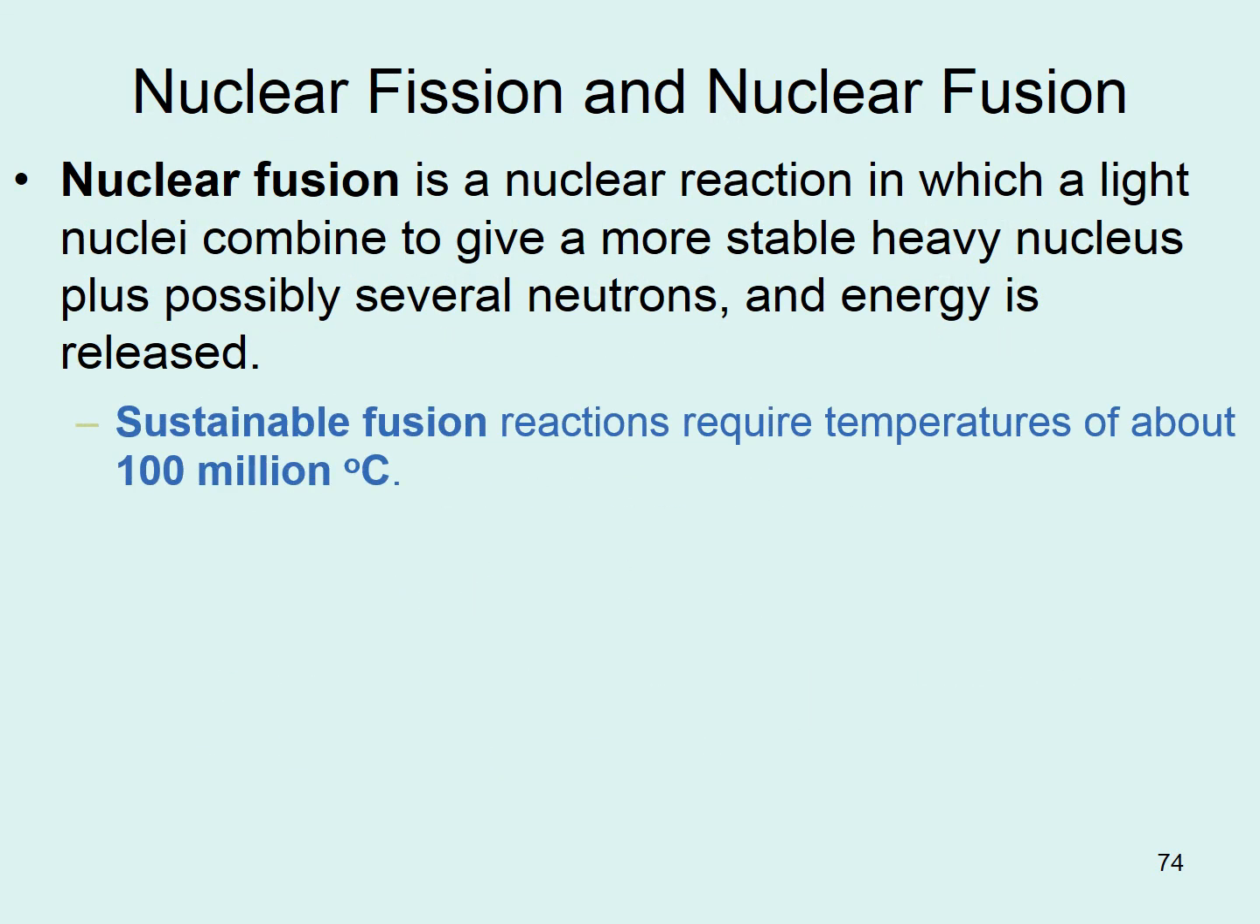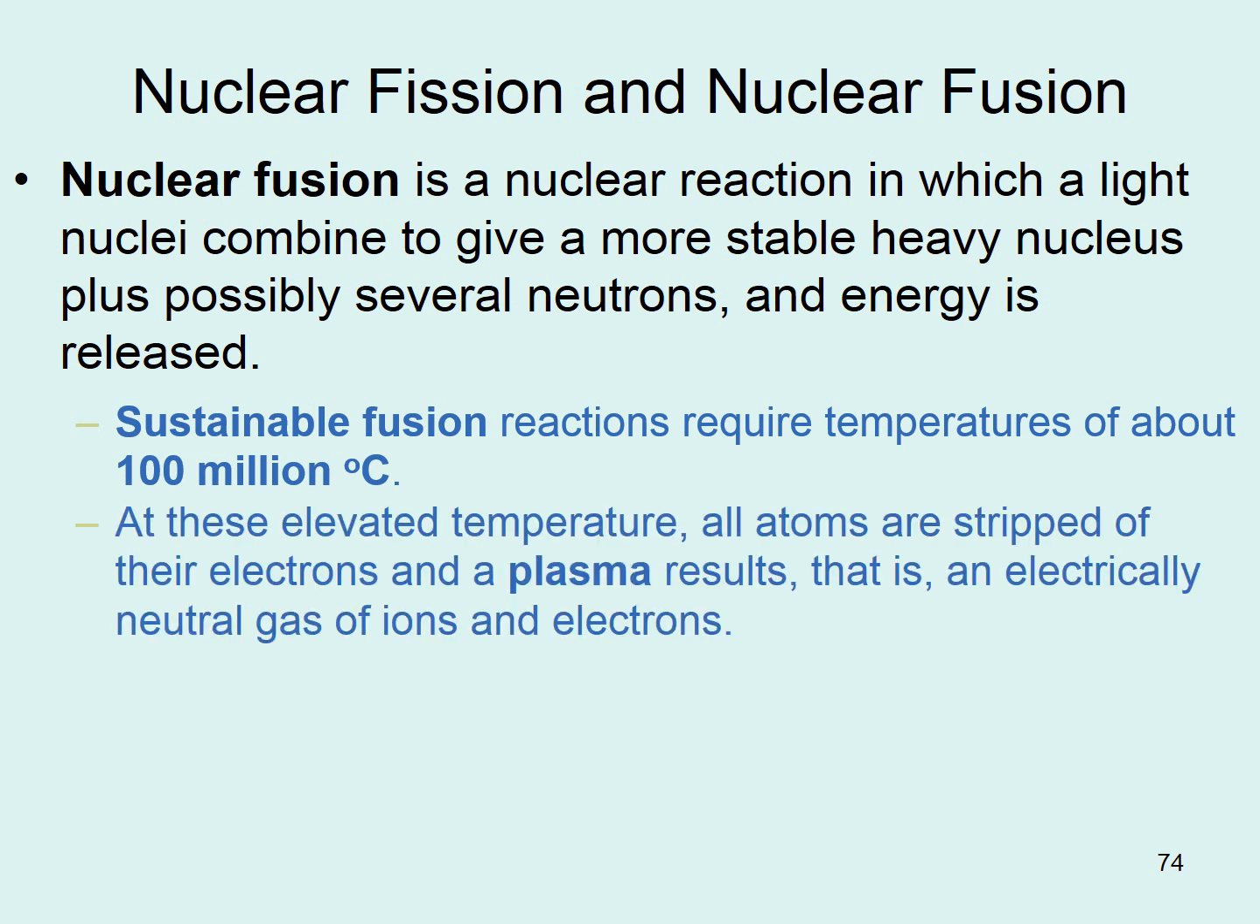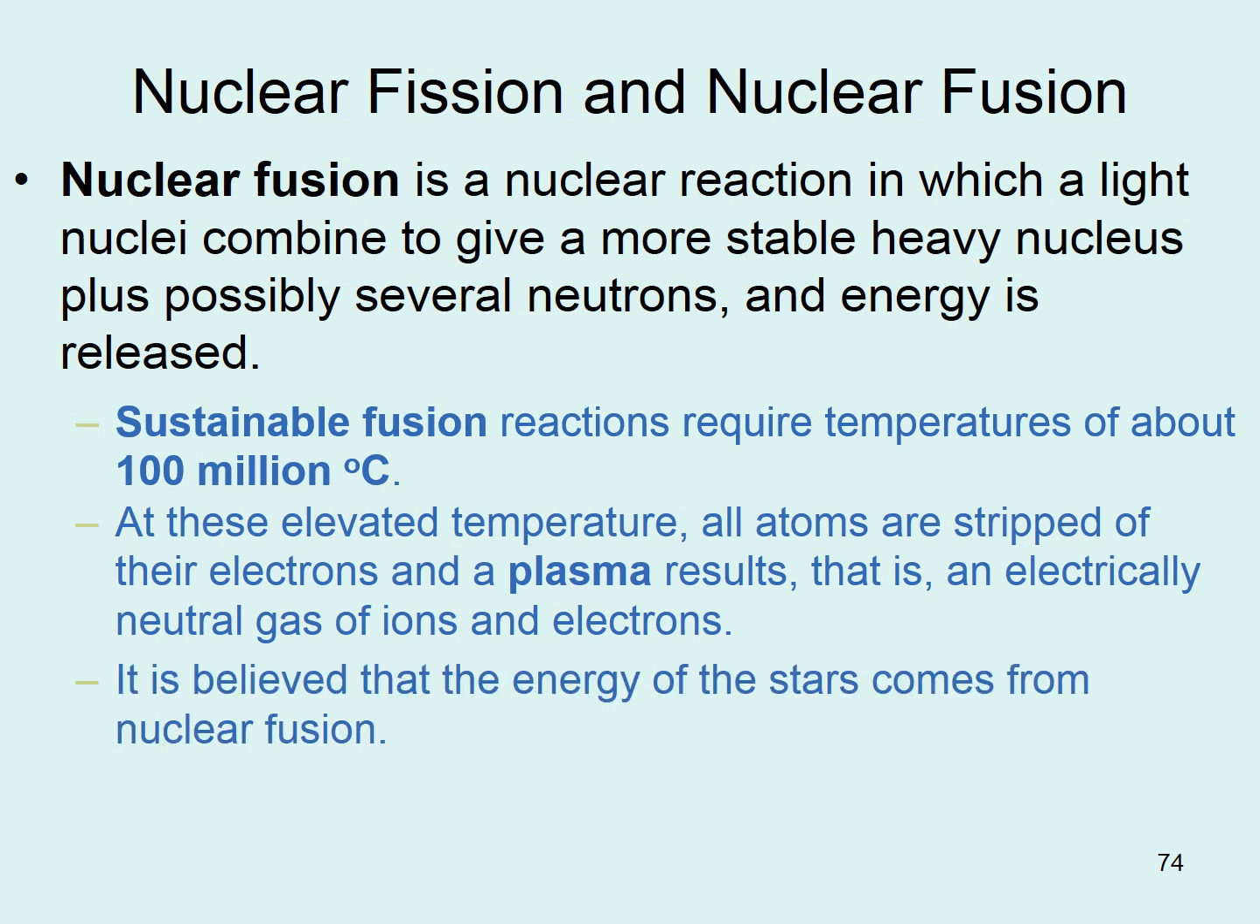So sustainable fusion requires very, very high temperature. So we're talking about 100 million degrees centigrade. At these elevated temperatures, all atoms are stripped of their electrons and a plasma results. And this is believed to be where the energy of the star comes from. So this nuclear fusion of hydrogen becoming helium is where the star's energy comes from, and it gets very hot. And so again, it continues the process. I imagine once all the hydrogen's used up, then the star will die.